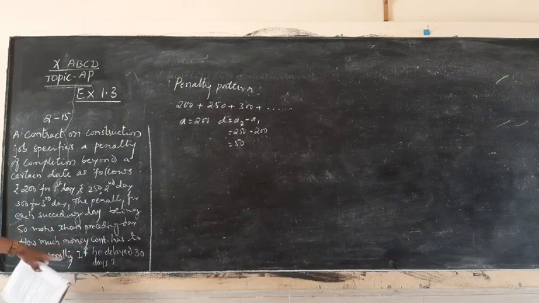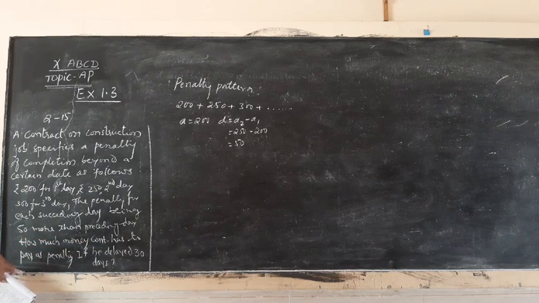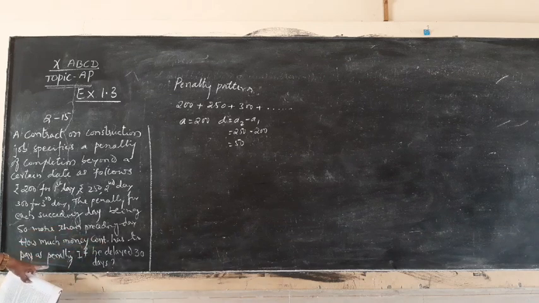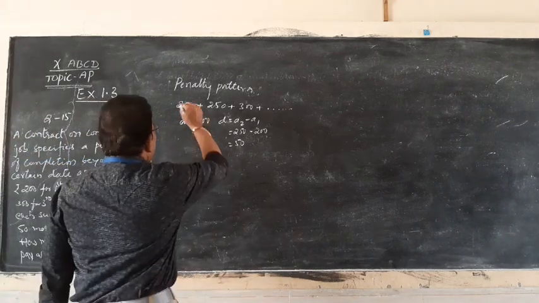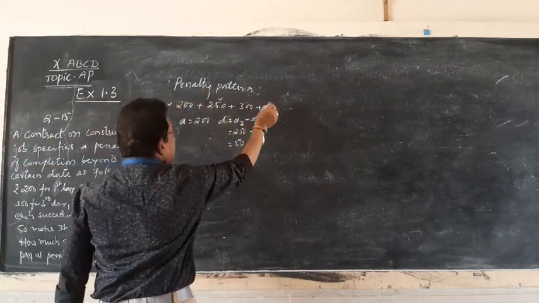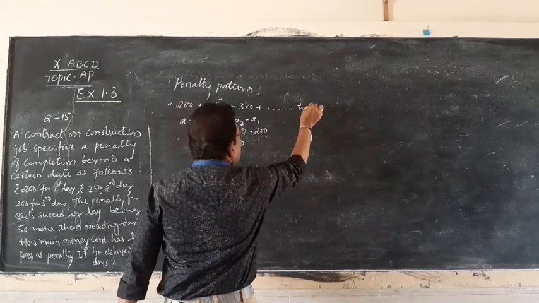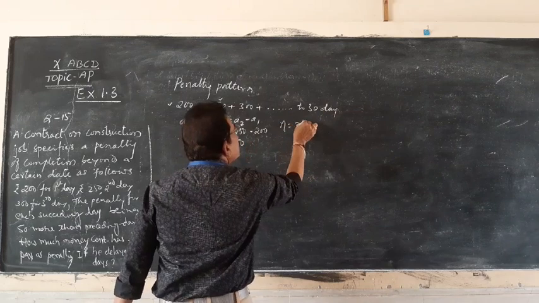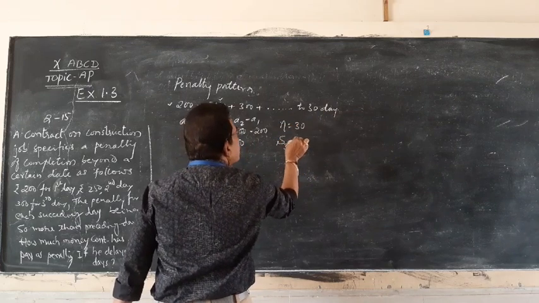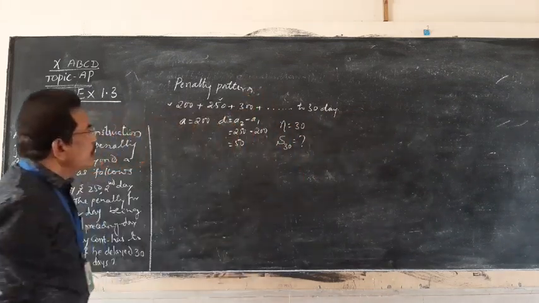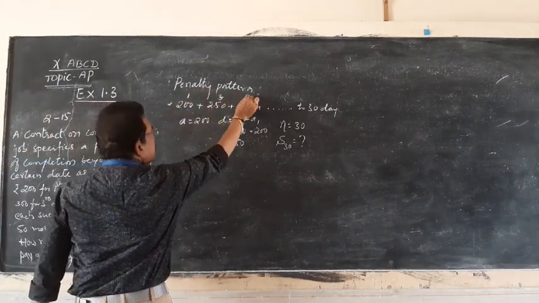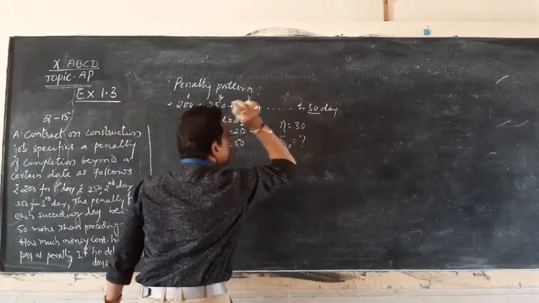How much money does the contractor have to pay as penalty if he delays 30 days? See, this one is the first day, this one is the second day, up to 30 days. That means n equals 30. So first day work, second day work, third day work, this one is the 30th day.